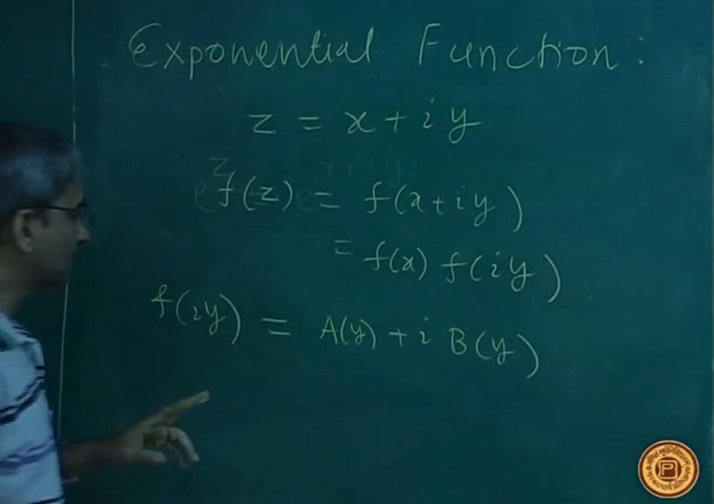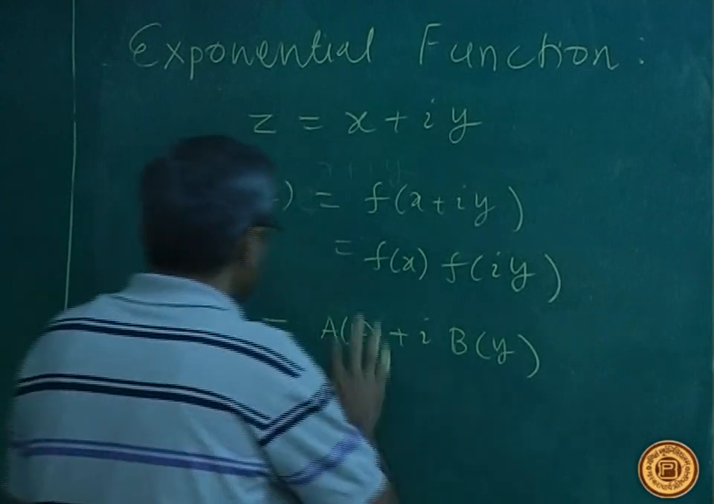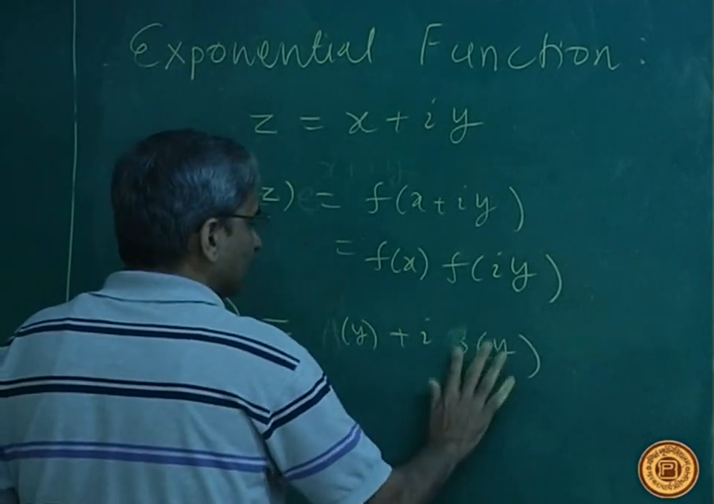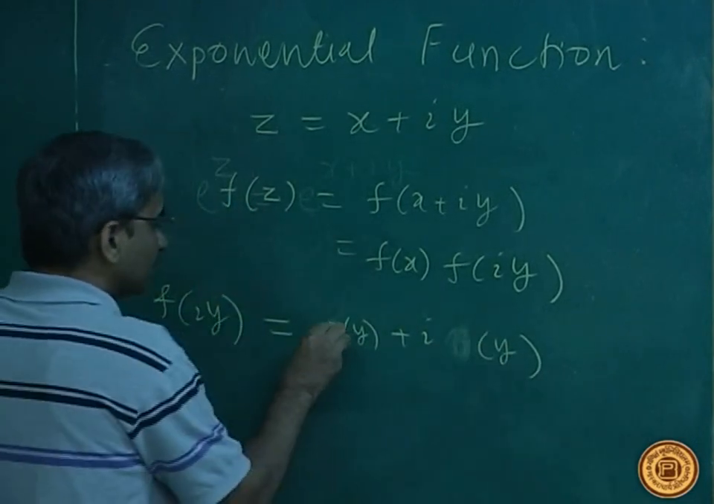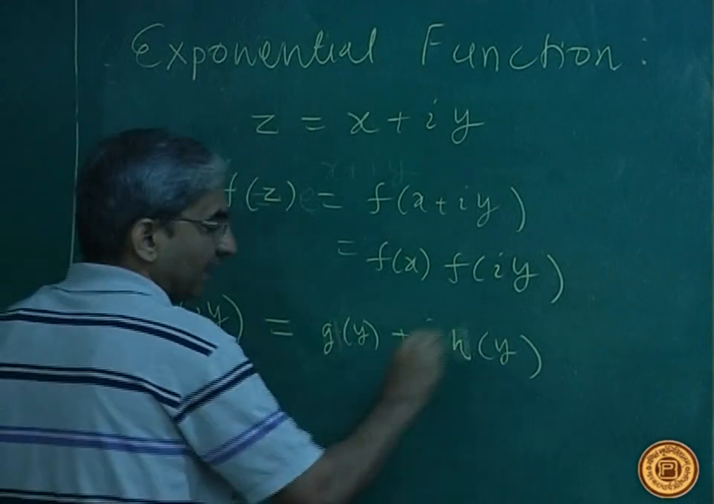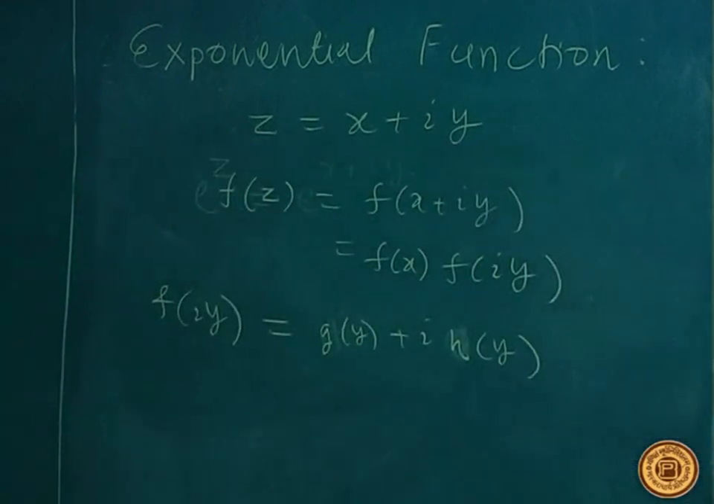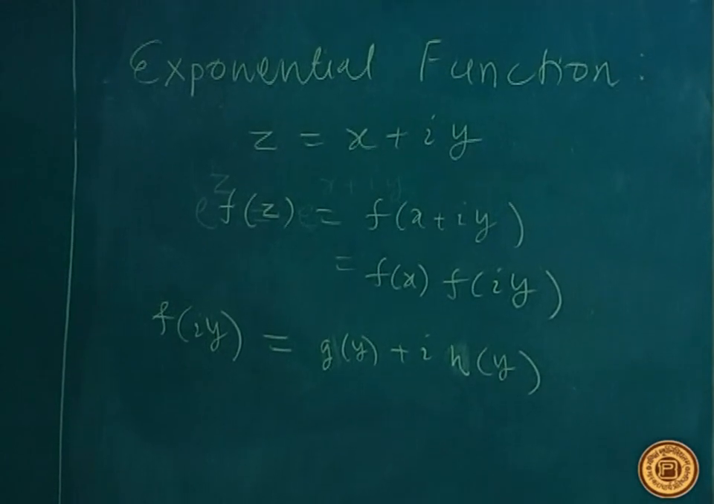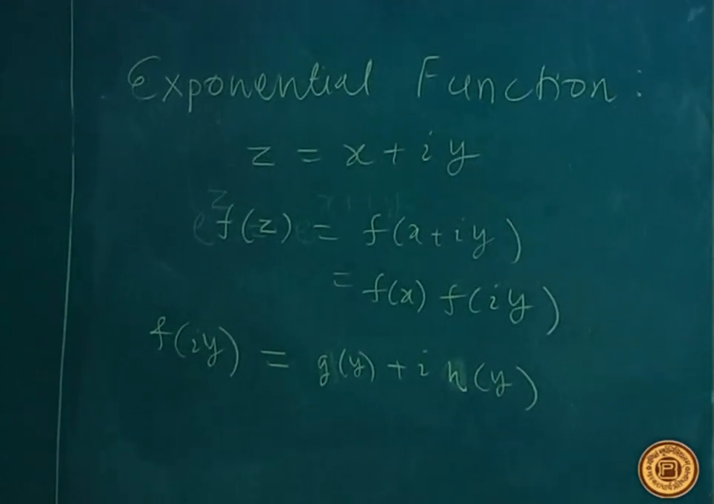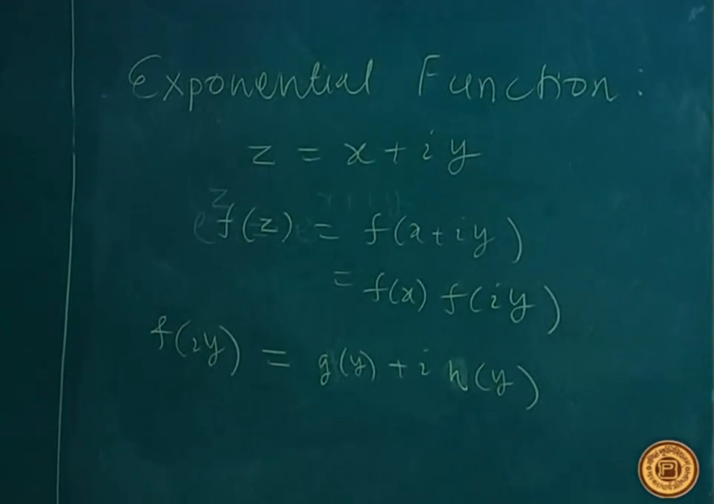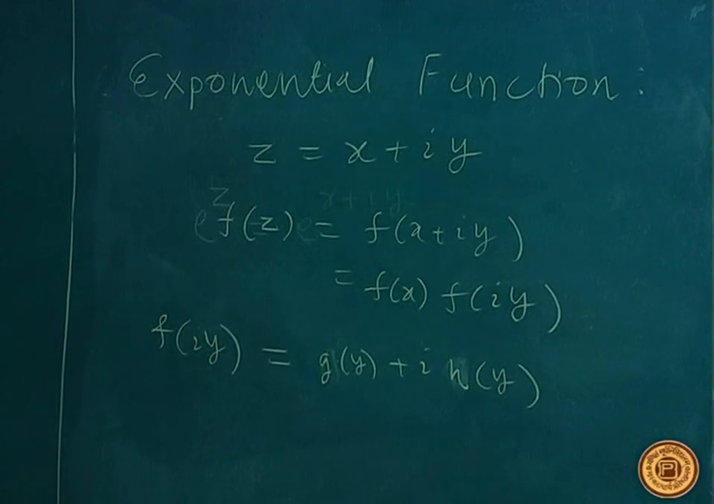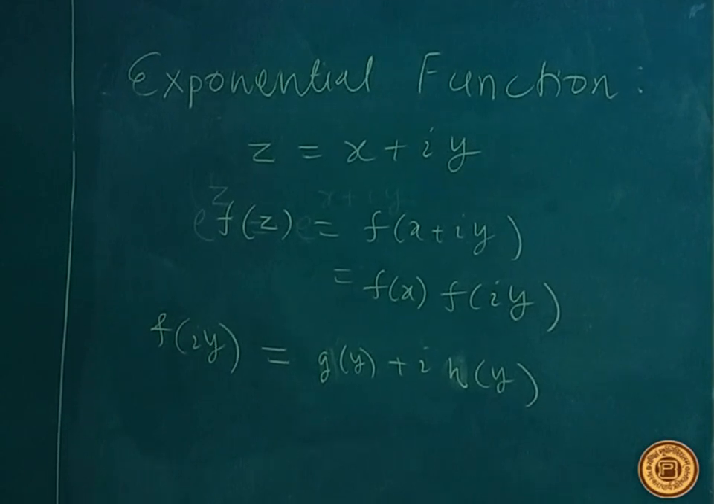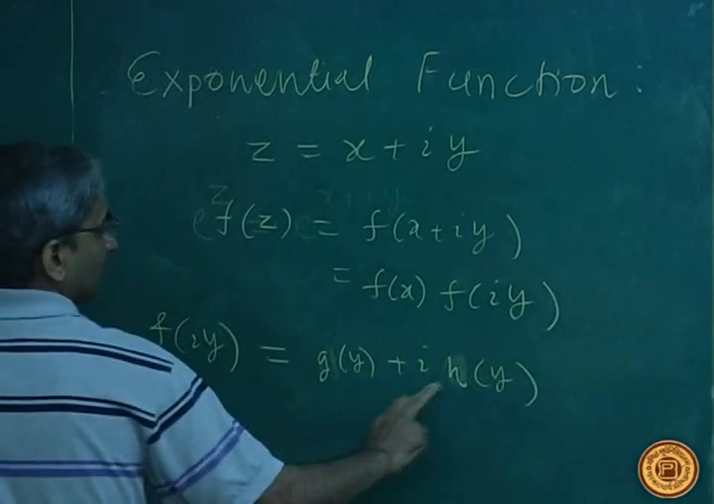So suppose, our notation there could be different, so let me write the same notation so that there is no confusion. So suppose it is g(y) and h(y). The notation there is g(y) and h(y), I suppose. Let me go to the next page. Yes. So f(x+iy) = f(x) f(iy), and suppose this f(iy) is g(y) + i h(y).